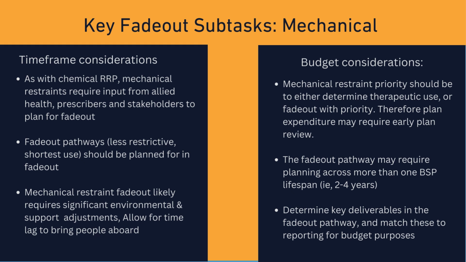It's important when you're delivering the BSP to get your key deliverables. So, what are the things that we want to do in the fade out pathway and when do these need to occur? And match them to your reporting so that you can get your budgets clear.